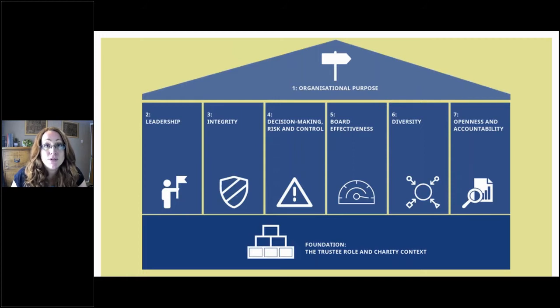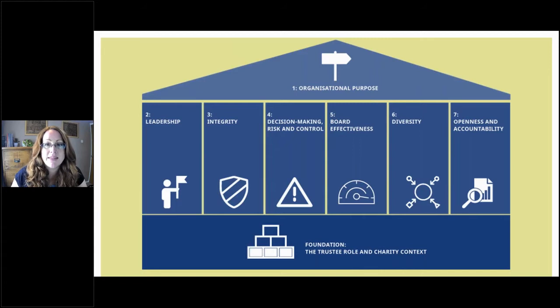It is suitable for charities of all sizes and types, but there is a recognition that what is suitable does vary depending on your size. So the code has two separate versions, both available on the same website. There is a version for larger charities, and as a rule of thumb, that's about £1 million of annual income with external auditing of your accounts. Then there's a separate version of the code for smaller charities, and the principles are the same, but there are just some subtle differences in terms of recommended practice.